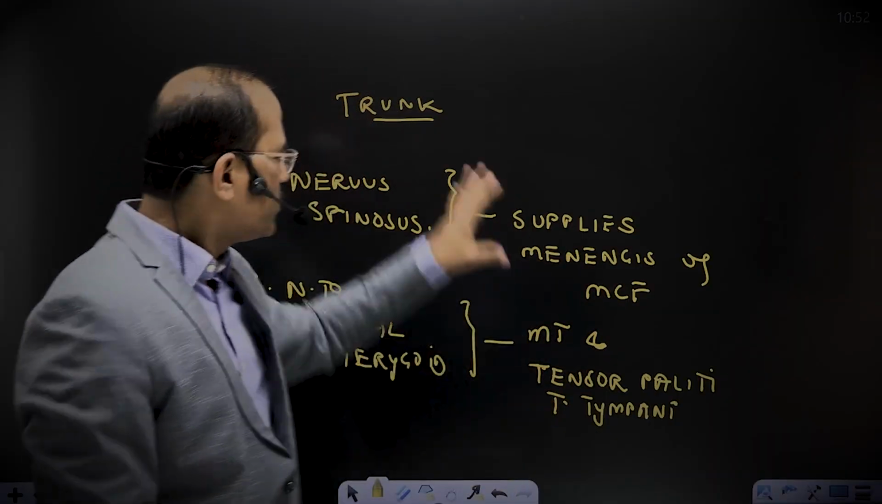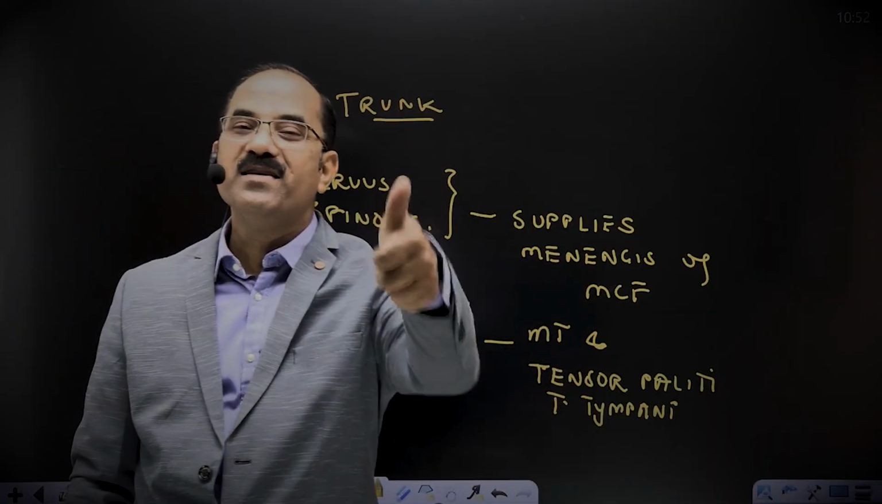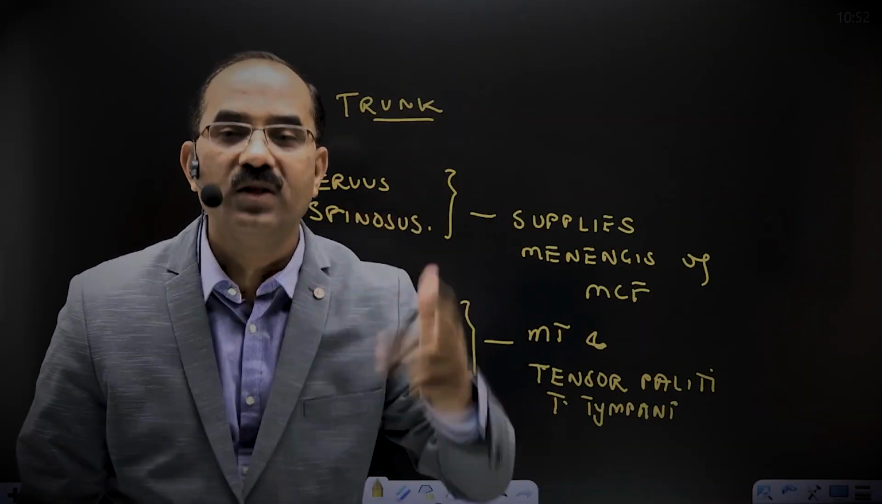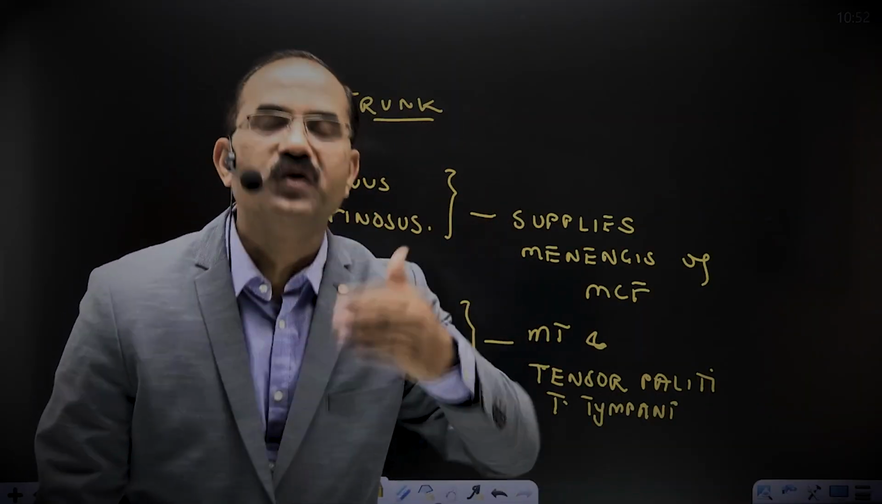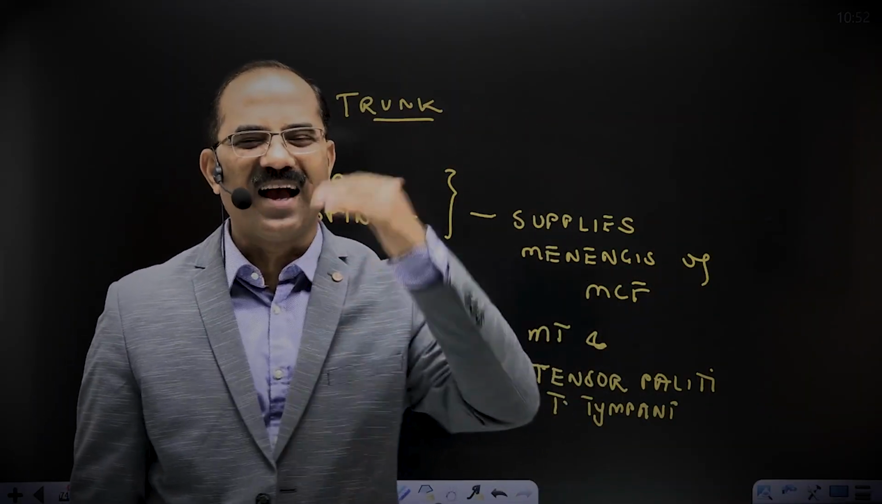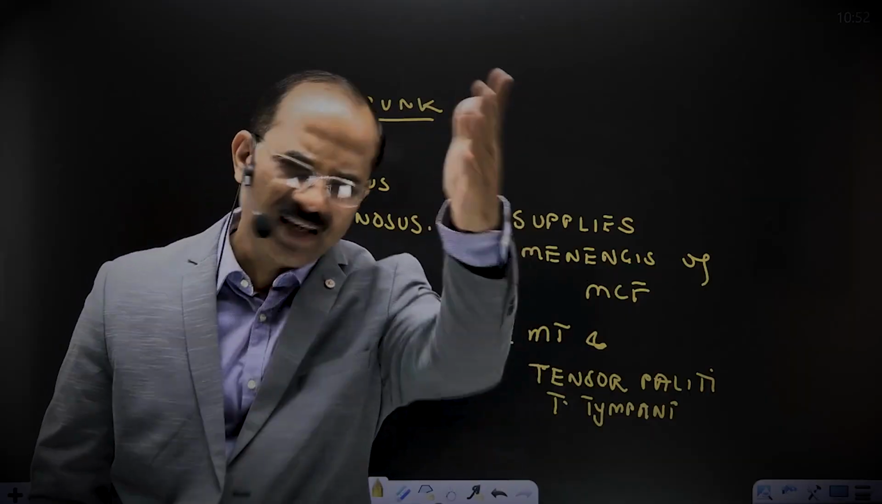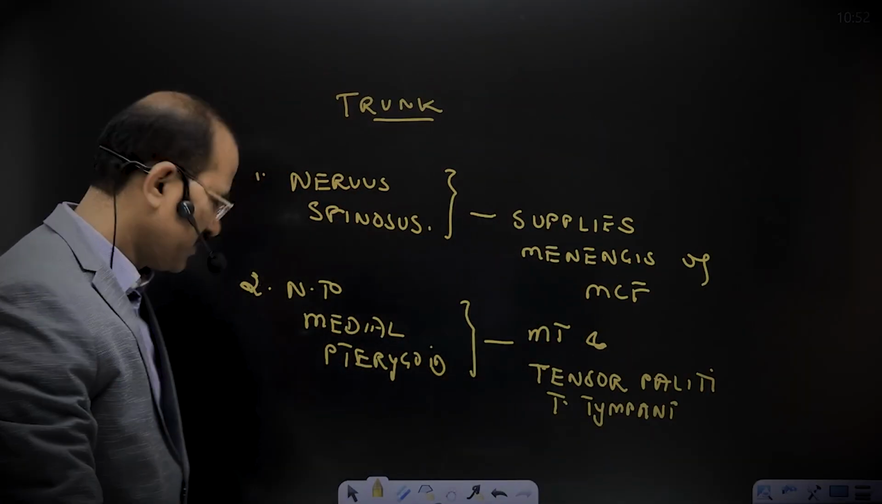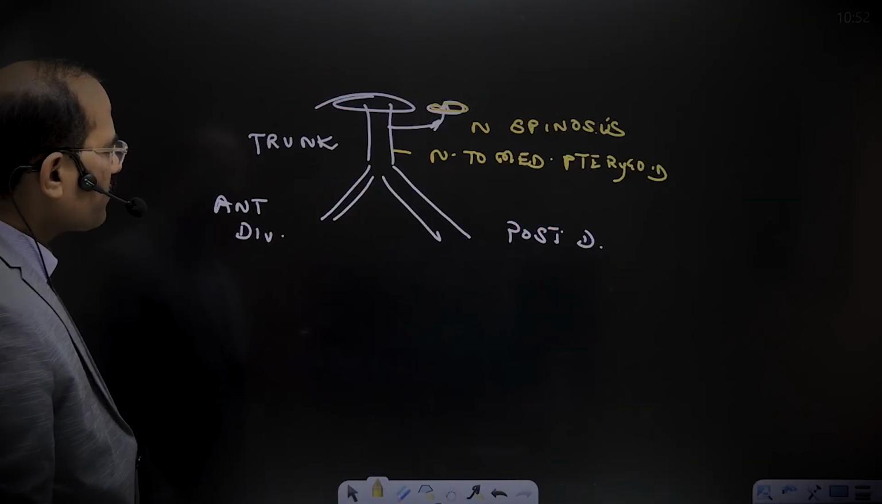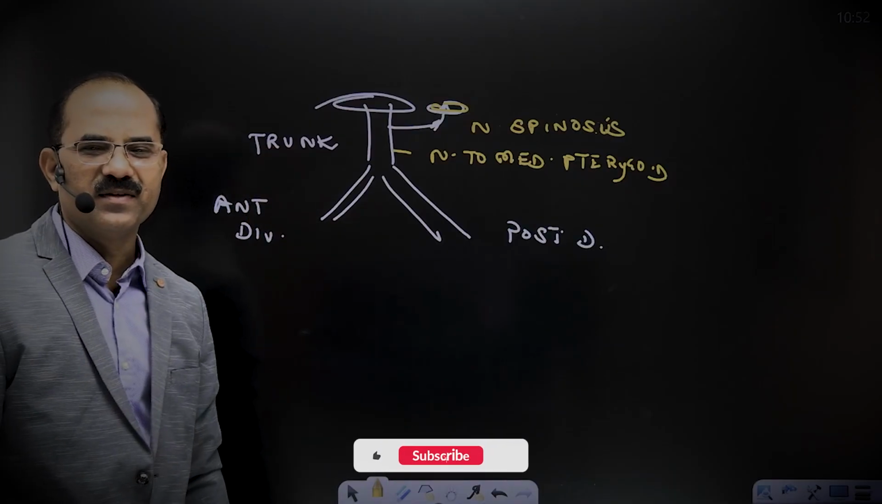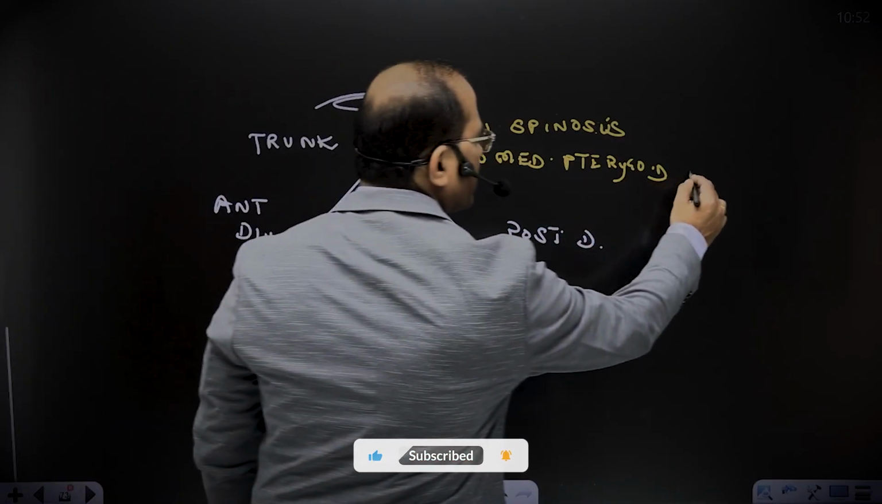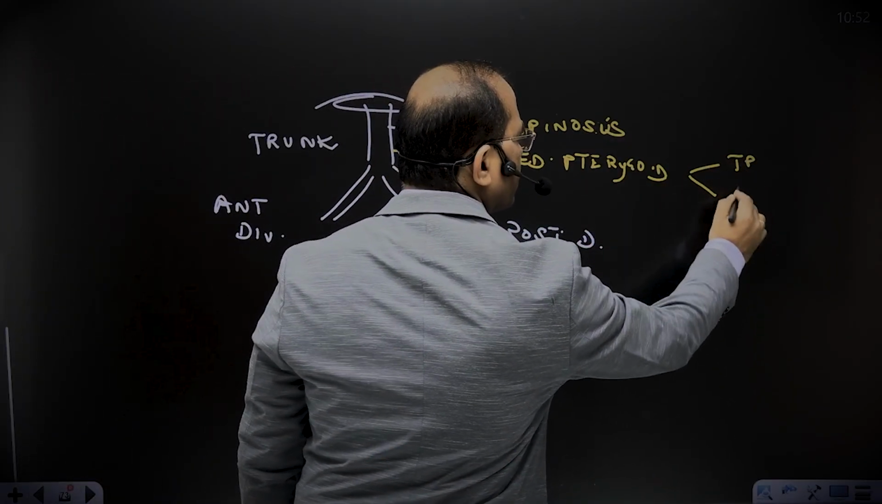Okay. So branches from the trunk: one is nervus spinosus. Second is the nerve to medial pterygoid, which also supplies the tensor palatii and the tensor tympani. Excellent. Now come to the anterior division. I'll write one more thing: tensor palatii, tensor tympani.